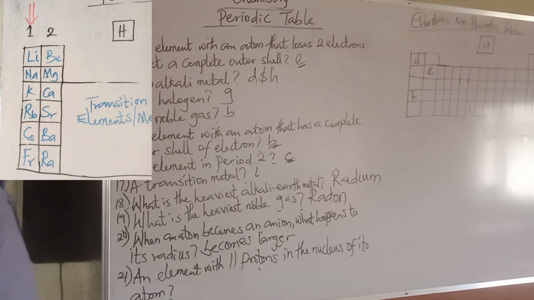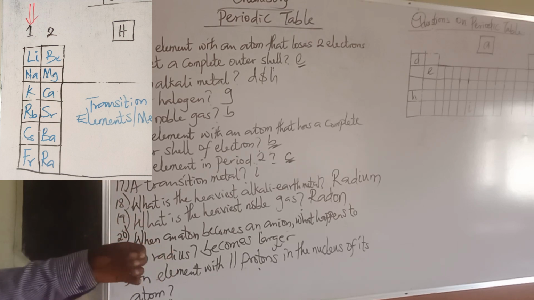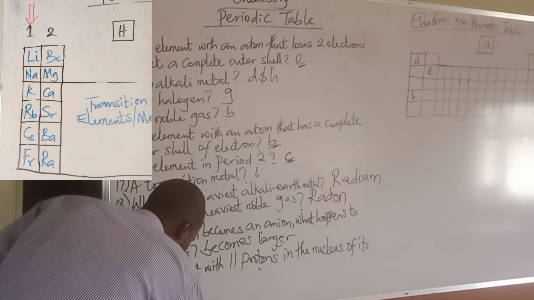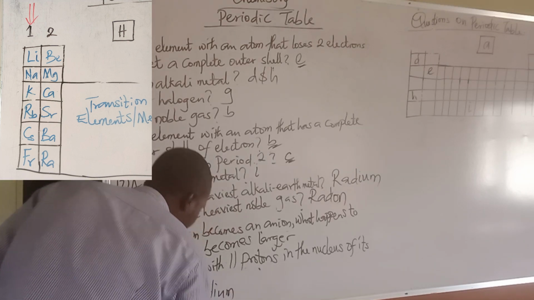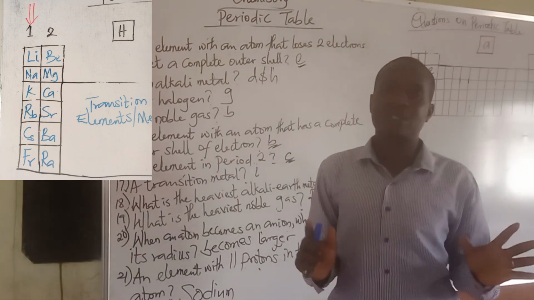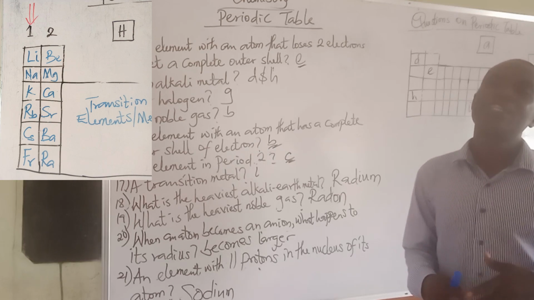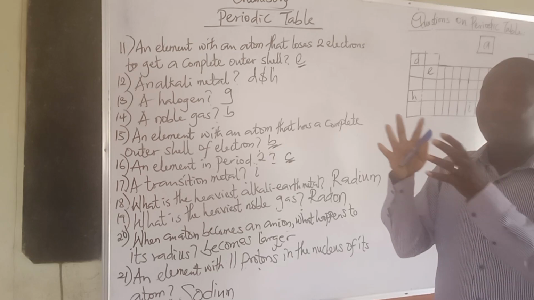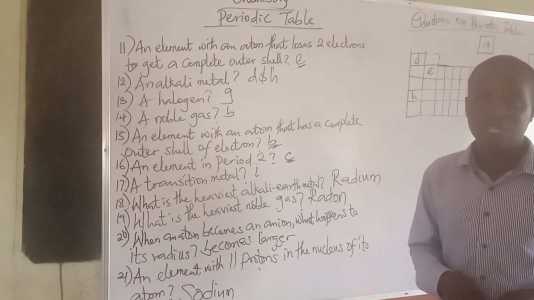And the last question here. An element with 11 protons in the nucleus of its atom. Now we are talking about the standard periodic table. So elements that have 11 protons. Remember, proton number equals atomic number. So element number 11 in our periodic table is sodium. Sodium, Na. So you can see that the periodic table is interesting. It is very, very interesting. You only need more time to familiarize yourself with this particular setup, how elements are arranged based on their properties.